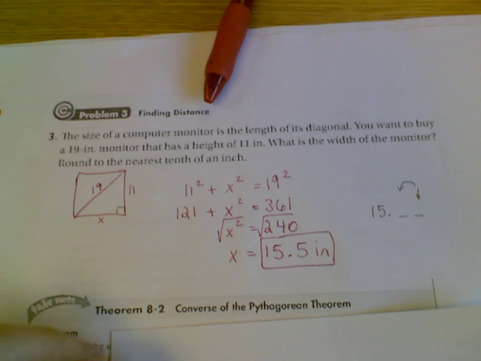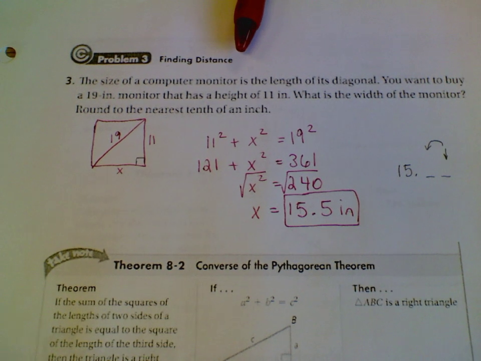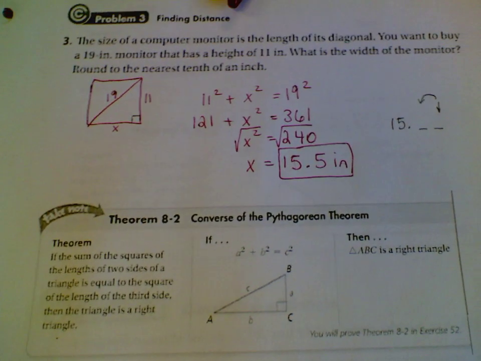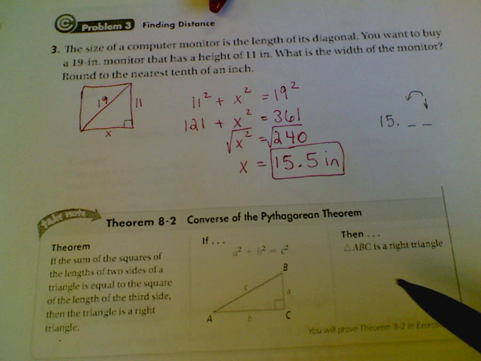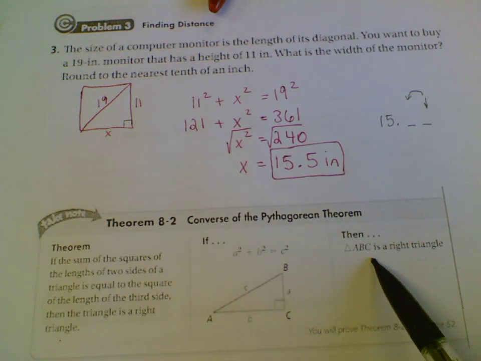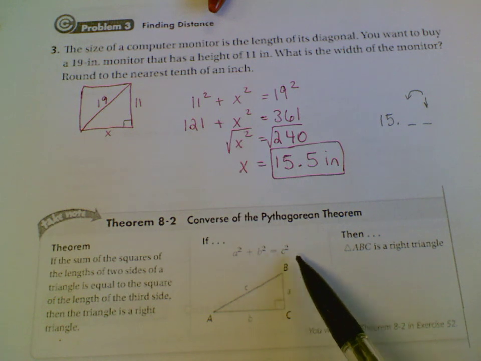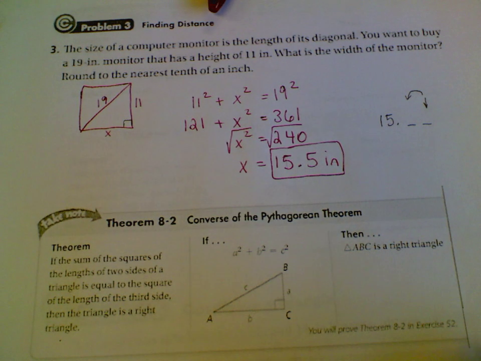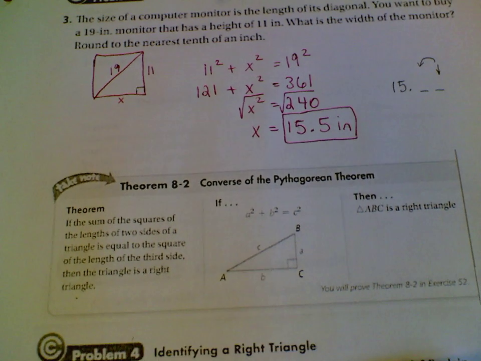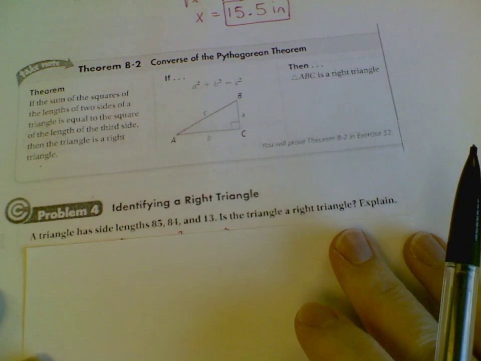Okay, next piece is the converse of the Pythagorean theorem. So the converse is saying that if you get numbers that fit the Pythagorean theorem, then your triangle has to be a right triangle. So if I get 2 legs squared and I add them and that equals the hypotenuse squared, then I know that I have a right triangle. So let's see a problem like that.